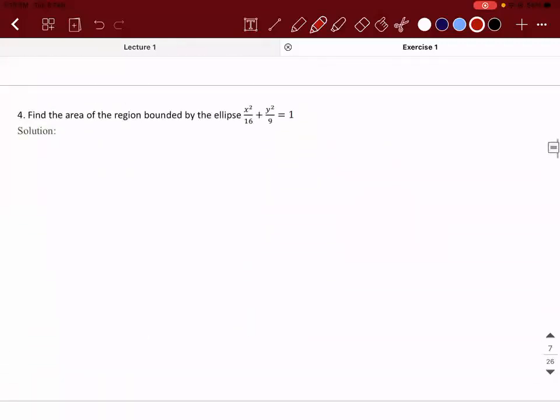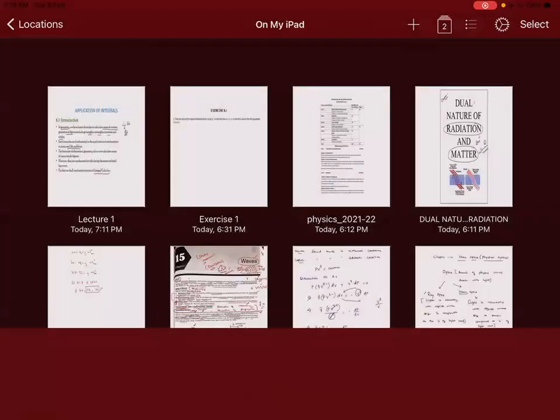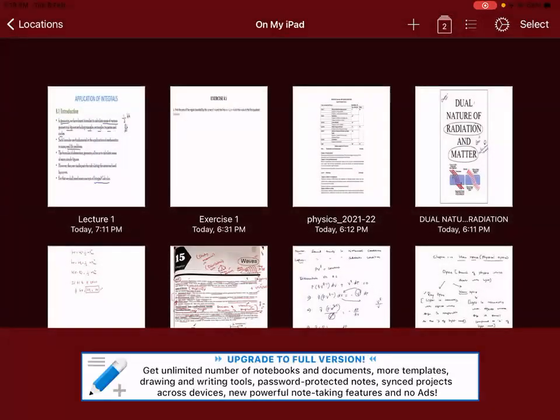Similarly, you can calculate the area of the region bounded by all other problems also. So you can try them. And what I will do is, I will explain the concepts of 8.2 as well.